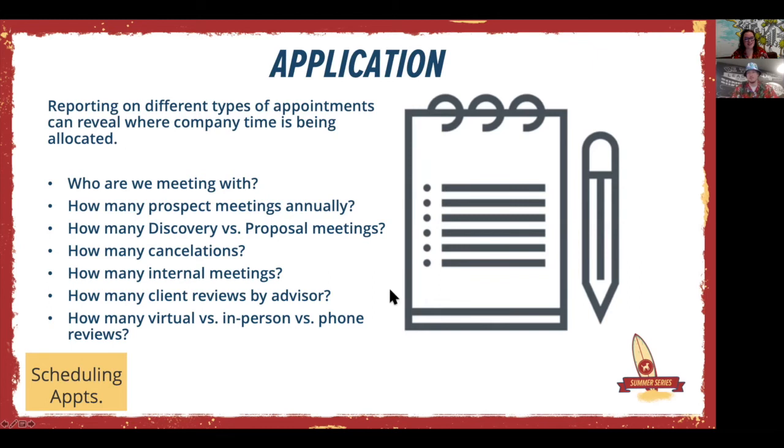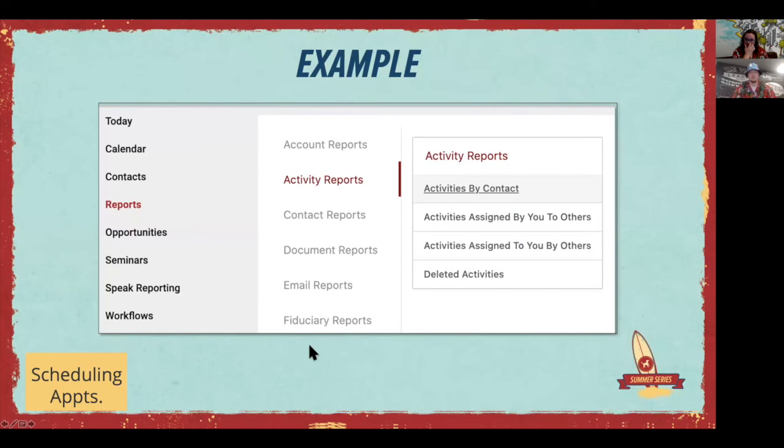And I repeat myself, but you want to put information into the system with a purpose to pull it out with a purpose. So we get these questions all the time. How many cancellations? How many internal meetings? How many client reviews by advisor? How many virtual versus in-person versus phone reviews? Or I've even seen a mailing review, where you've tried to schedule with that person and it didn't connect for whatever reason, or they didn't respond to you at all. So you put together some kind of packet and snail mail them their review packet. Maybe you want to track all of those and compare. You're going to need to have types and categories that are different for each of those, and then report on those using the activities by contact report.